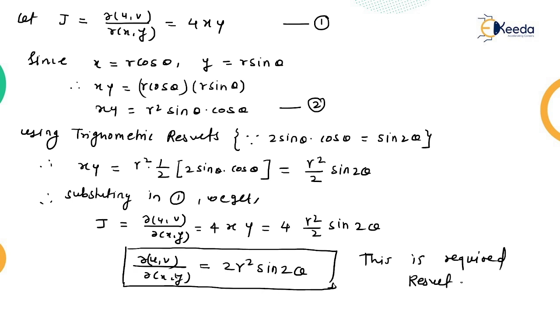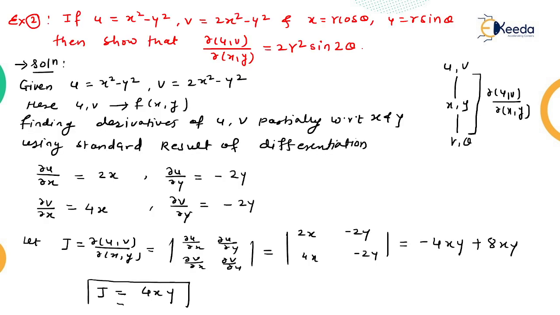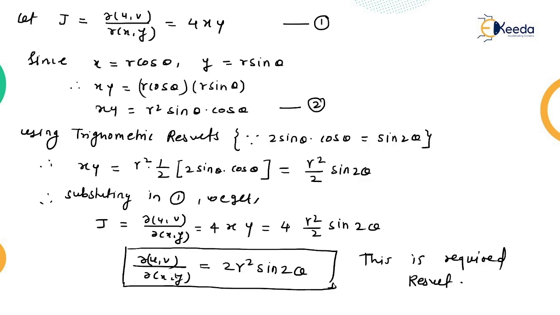So once again, what is the question? u and v are given to you, and you have to show that ∂(u,v)/∂(x,y) is 2r square sin 2θ, and you see that is the result we got. So this is the required result. I hope you understand this example. Now let me start example number 3.